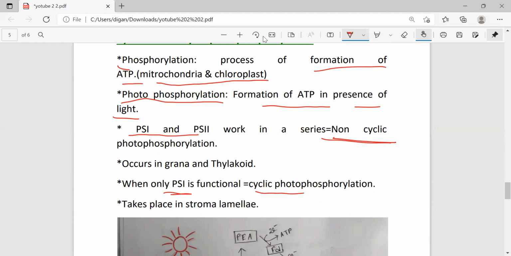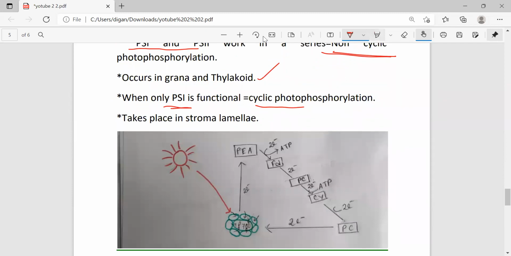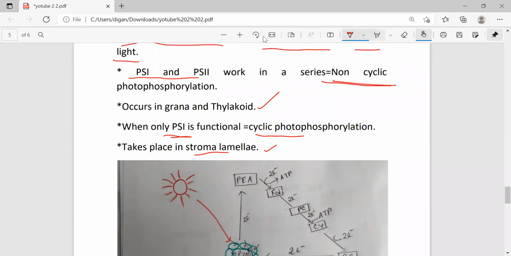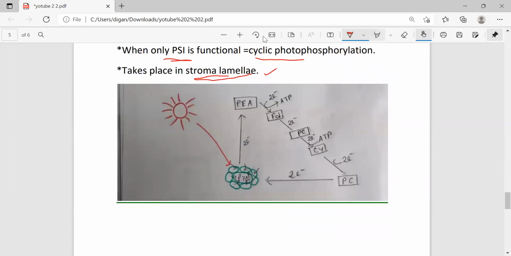Non-cyclic photophosphorylation takes place in grana and thylakoid, whereas cyclic photophosphorylation takes place only in stroma lamella. These two points are very, very important, students. When you write the notes, just highlight this line. Non-cyclic photophosphorylation means grana and thylakoid, whereas cyclic photophosphorylation takes place only in stroma lamella. So this is the structure of cyclic photophosphorylation.